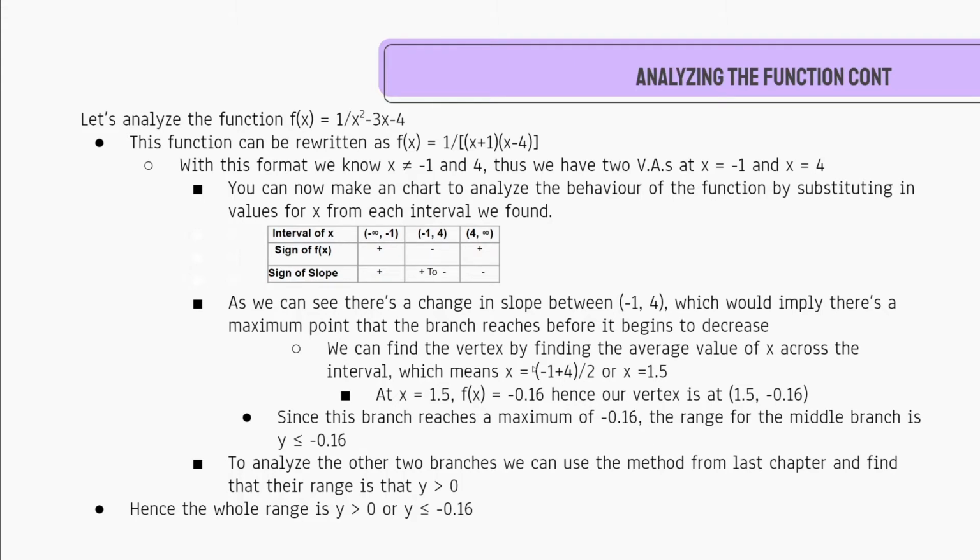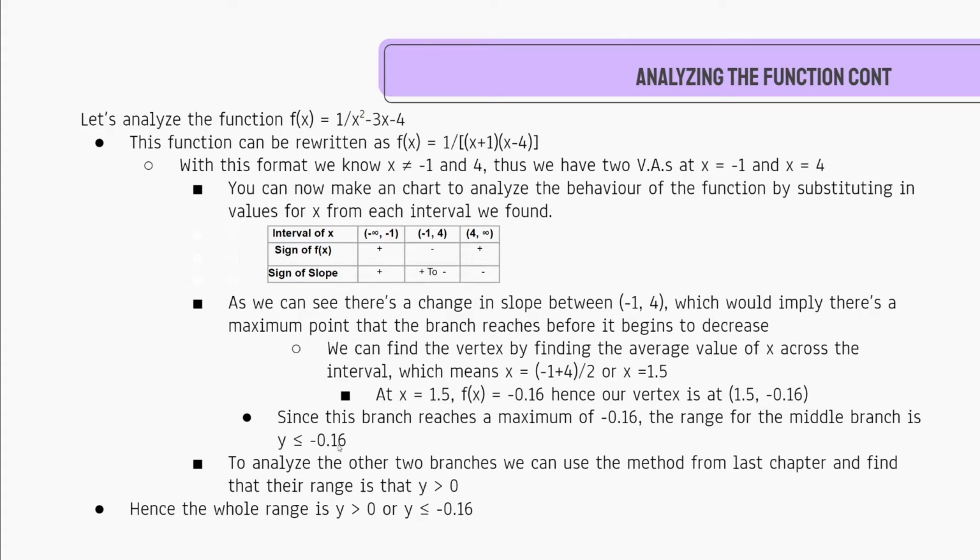So we get -1 plus 4 divided by 2, which is 3 divided by 2, which is x equals 1.5. So we found our x value. Now we have to find our y value. To find our y value, we simply substitute the found x value into our equation. And what we get is f of x equals -0.16. So our vertex is at (1.5, -0.16).